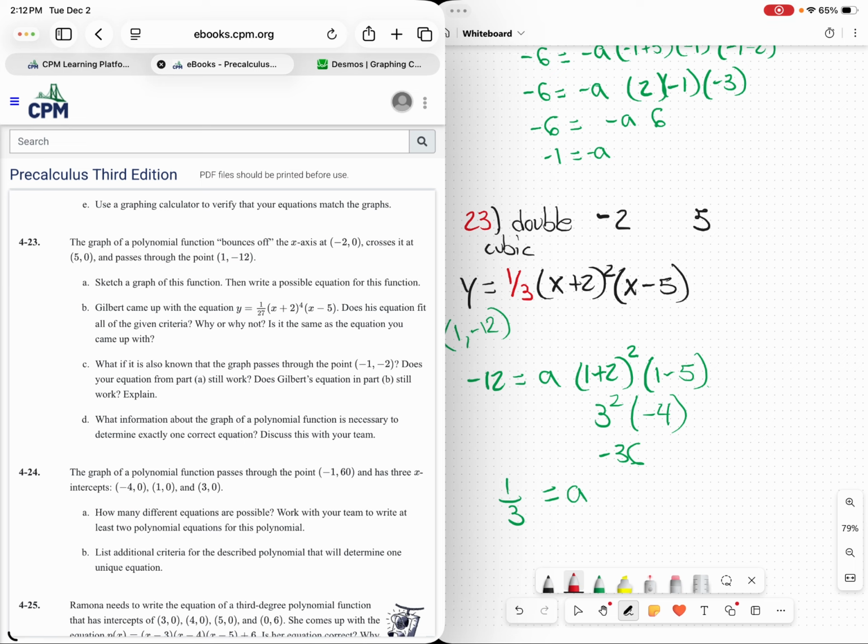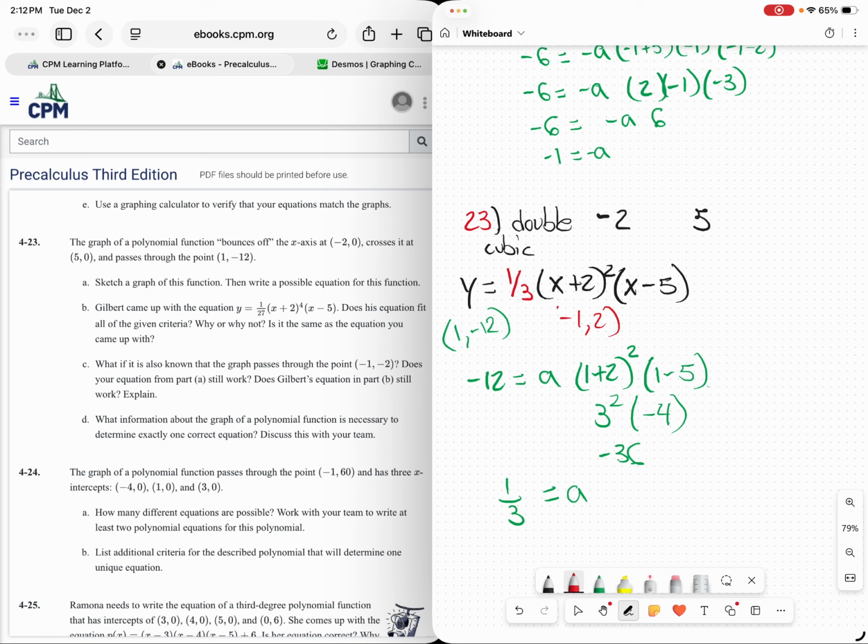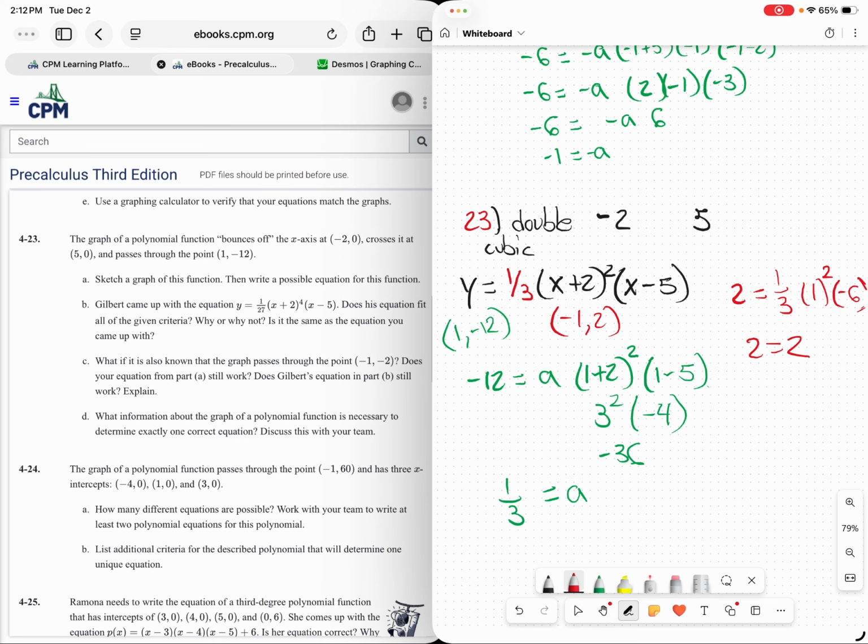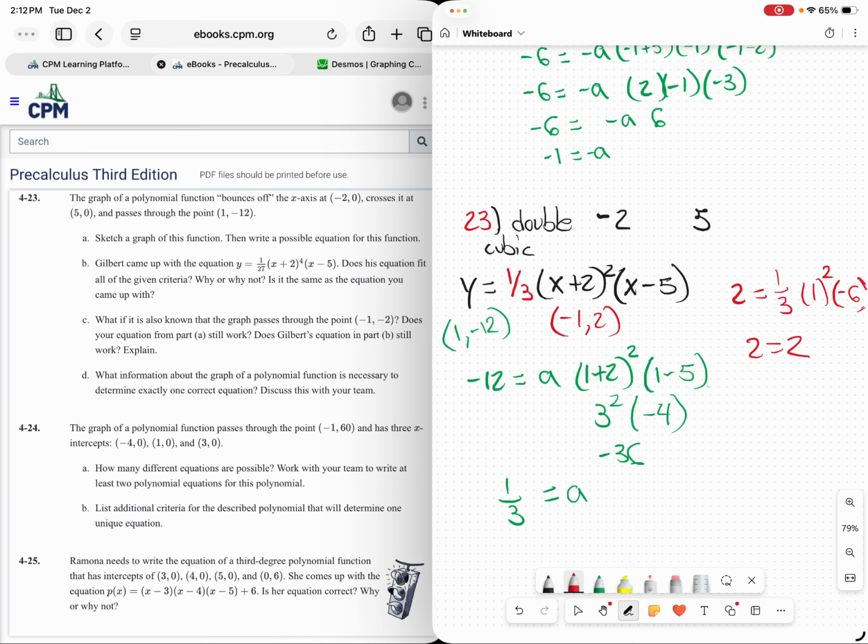So what if it is also known that the graph passes through (-1, 2)? So now we could test that with ours, right? So if we test again, (-1, 2), and we plug this in, right? 2 equals 1/3. -1 is going to get us 1 squared, and -6, right? So that's going to get us 2. So ours works, okay? Gilbert's does not work in this situation. So when you plug in (-1, 2), his does not work.